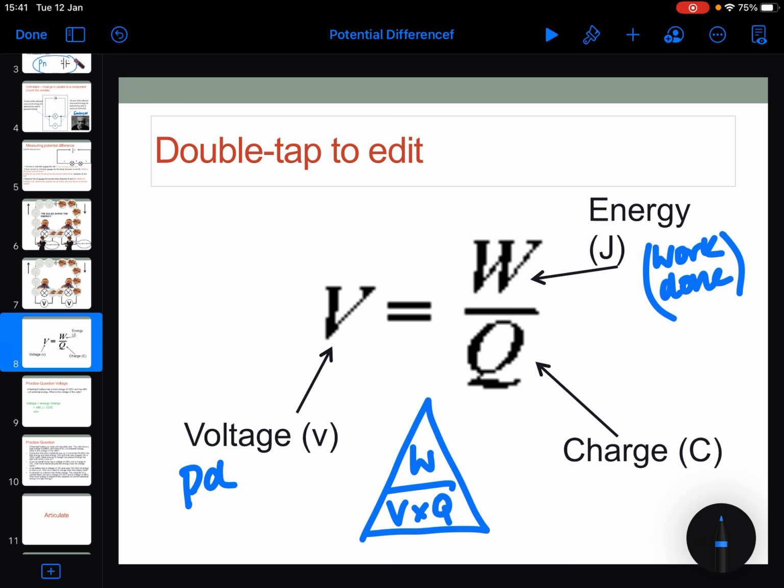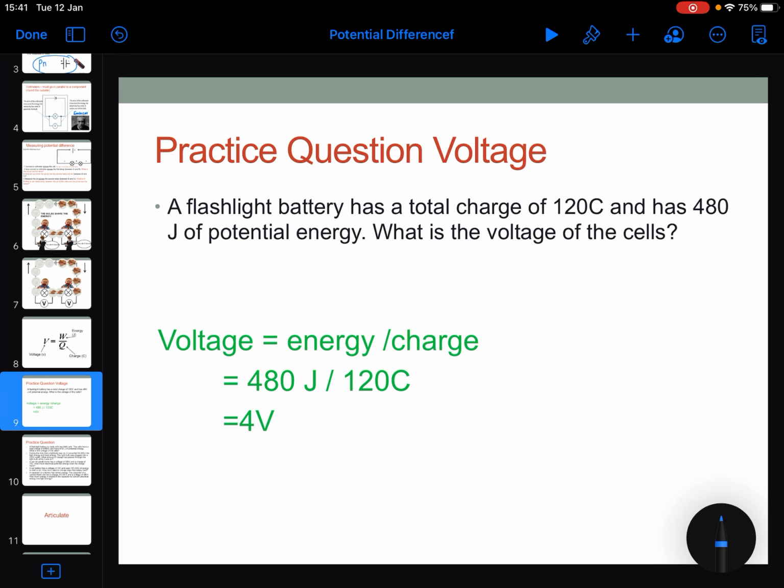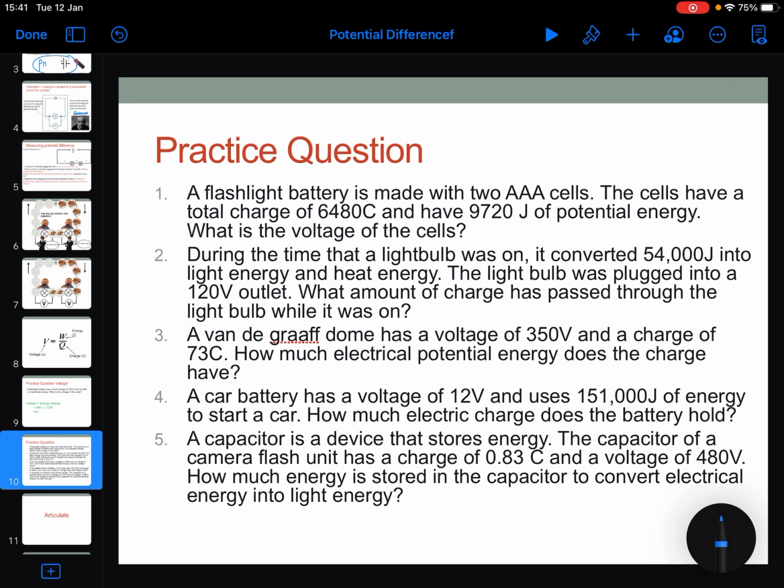Let's talk through a practice question. Please write out the entire question and the answer underneath. A flashlight battery has a total charge of 120 coulombs and has 480 joules of potential energy. What is the voltage of the cells? Voltage is energy divided by charge, W divided by Q, 480 divided by 120 equals 4 volts. If you can please pause the video and have a go at these practice questions, I shall go through the answers in a moment.